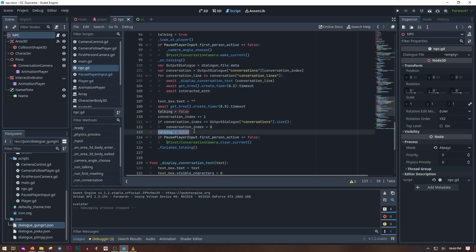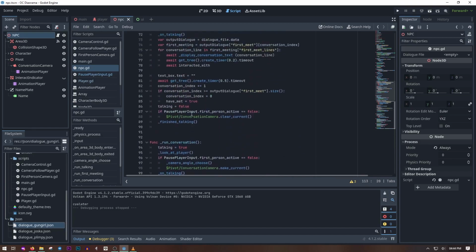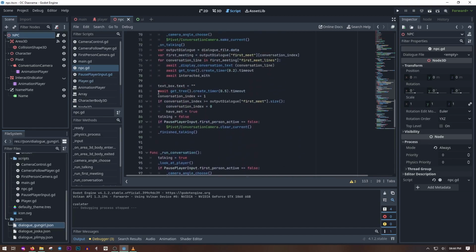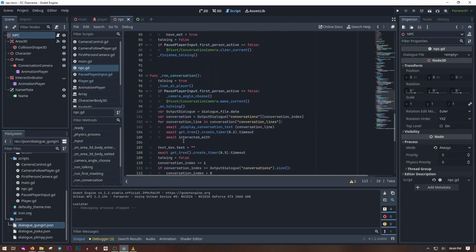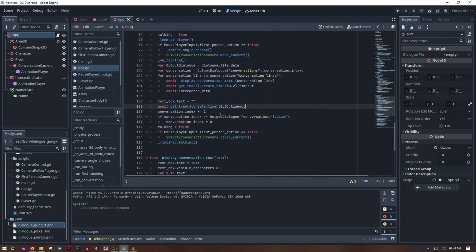We set talking as false twice. Did we need that? I don't think that's supposed to be there. Yeah, we only have it once on first meeting, and that works fine, so we can get rid of that. Talking is false. If pause player input first person active is false, clear the current camera. We don't want to clear the current camera if we're in first person, so we only clear it if we're not in first person.